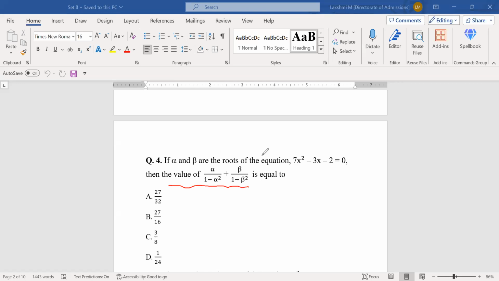So if alpha and beta are the roots of the equation 7x square minus 3x minus 2 equal to 0, then the value of alpha by 1 minus alpha square plus beta by 1 minus beta square is equal to. They have given me these two are the roots of this equation, and I need to find the value of this. I want all of you to start doing this question. The options are 27 by 32, 27 by 16, 3 by 8, and 1 by 24.